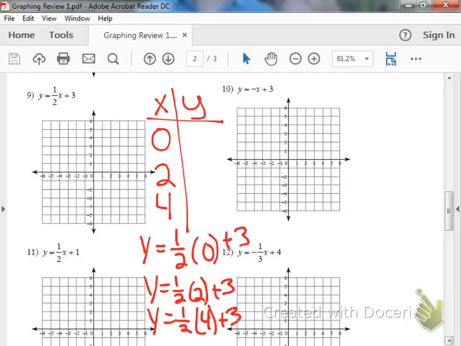So 1/2 times 0 is 0, and plus 3 is 3. 1/2 times 2 is 1, plus 3 is 4. 1/2 times 4 is 2, and 2 plus 3 is 5. When I graph these, I go side to side, 0 up 3. This time I have to go right 2 up 4, and then right 4 up 5. So again, if you did this and you have fractions, you will end up somewhere on that same line. You'll just have different points. We should be good. Questions on that one?